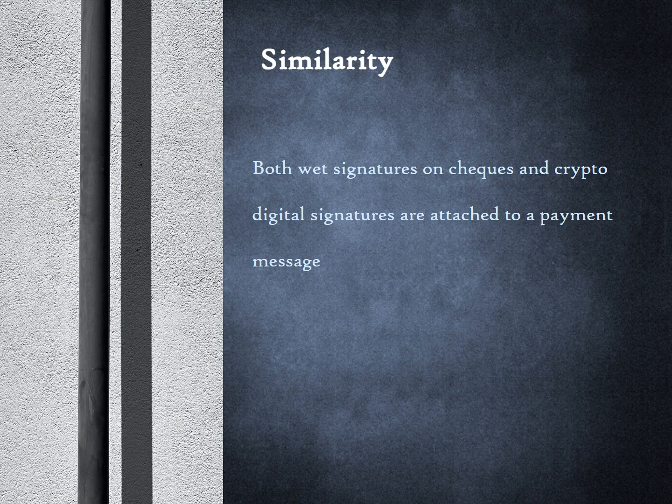An obvious similarity between the wet signature on a check and a digital signature is that both are attached to a payment message. The payment message on a check is often a combination of handwritten and printed attributes. The source account number and check numbers are usually printed while beneficiary name and amount are often handwritten. In crypto payments, the payment message is entirely electronic.